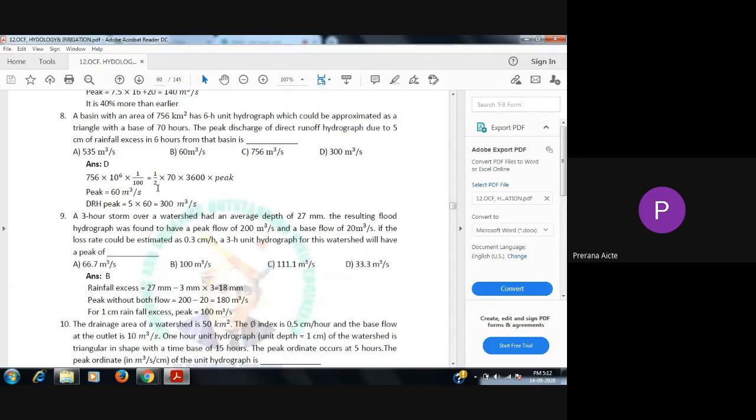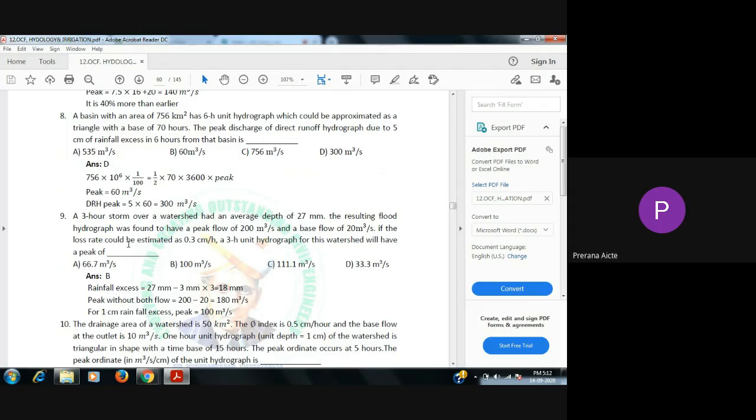Now it is a simple two-step problem. A basin with an area of 756 square kilometers has a 6-hour unit hydrograph, which could be approximated as a triangle with a base of 70 hours. The peak discharge of the direct runoff hydrograph due to 5 centimeter rainfall excess in 6 hours from that basin is.